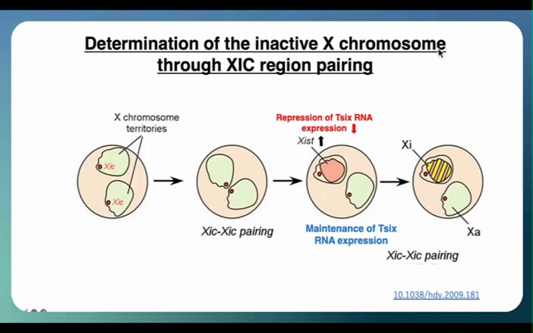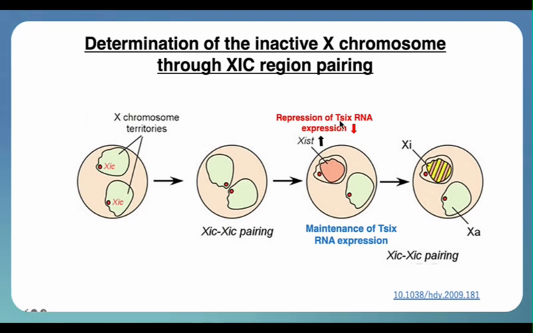Determination of the inactive X chromosome through XIC region pairing. In undifferentiated somatic cells, both XIST and TSIX are expressed at low levels, on both X chromosomes. Eventually, a phenomenon of X chromosome pairing is observed. During this time, the XIC region is also observed to pair for about 40 minutes. It has been discovered that, through this transient pairing of the XIC region, the inactivation of one of the two X chromosomes is randomly determined.